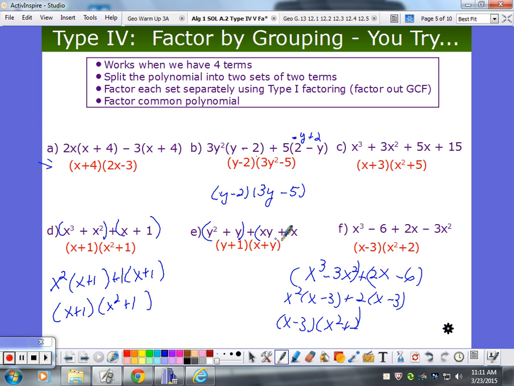E's a little bit tricky. Group. Let's factor. This has a common factor of y with y plus 1 left over. This one has a common factor of x with y plus 1 left over. Let's factor out the y plus 1. And that's going to be a y plus x. I can't help it, I have to put them in alphabetical order. If you put y plus x here, you're still right.